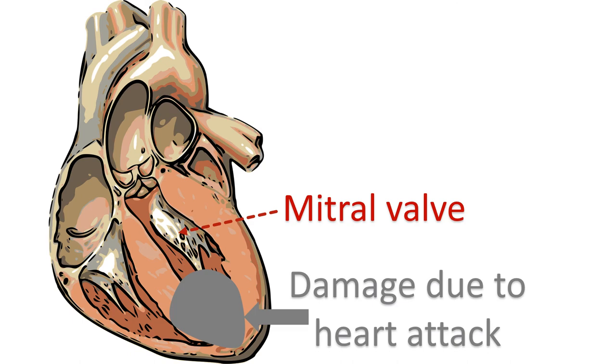When the left ventricle is damaged due to a heart attack as a result of blockage of its blood vessel, the function of these muscles is also affected. This leads to eversion of the mitral leaflets when the left ventricle contracts and leakage of blood back into the left atrium.